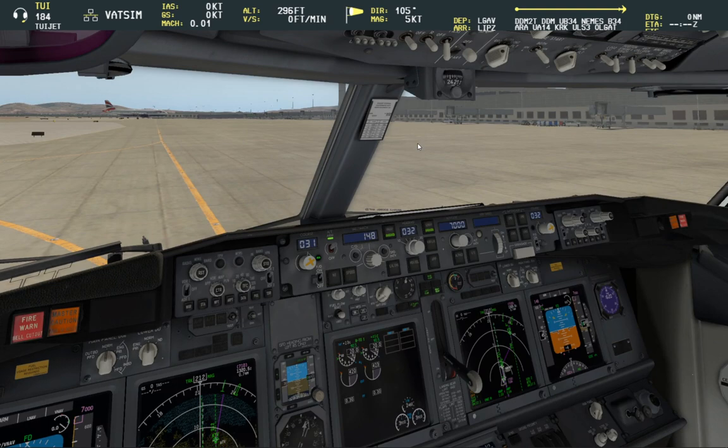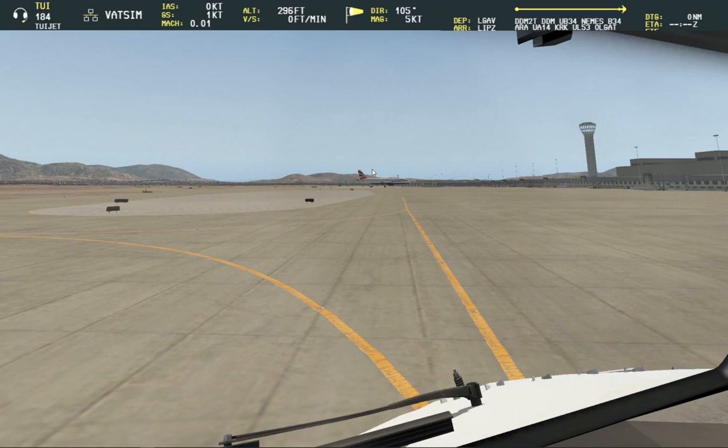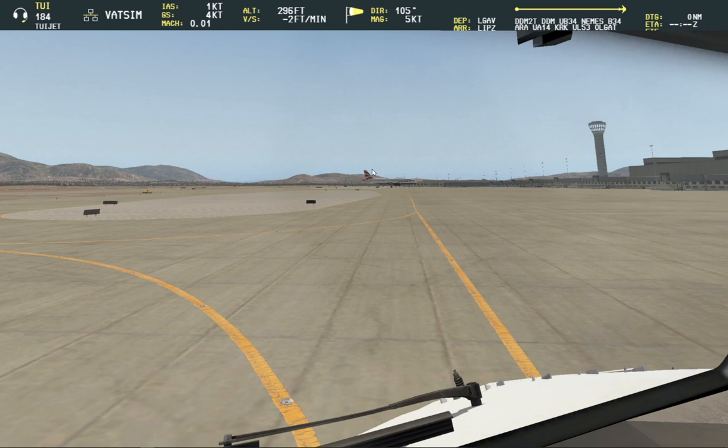Olympic 103 right, Olympic 554. Aegean 6 Delta Victor, ready for taxi. 6 Delta Victor, taxi holding point.